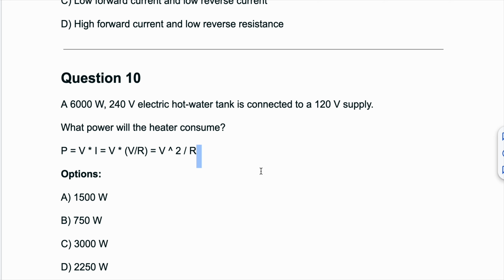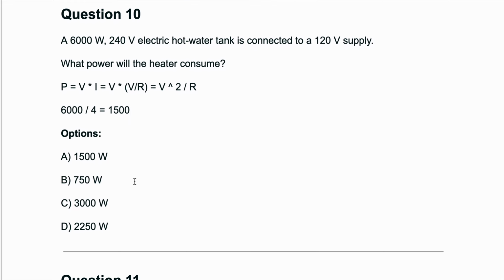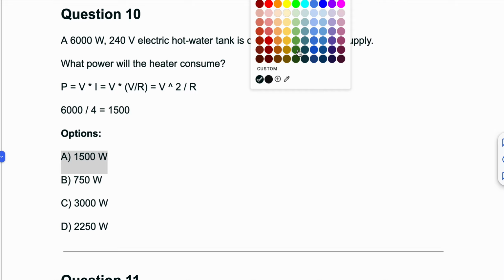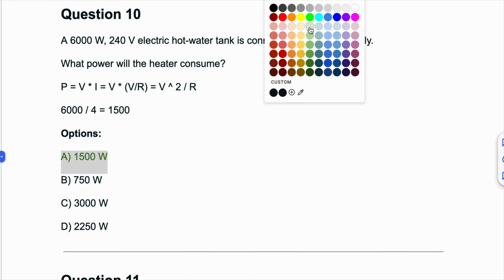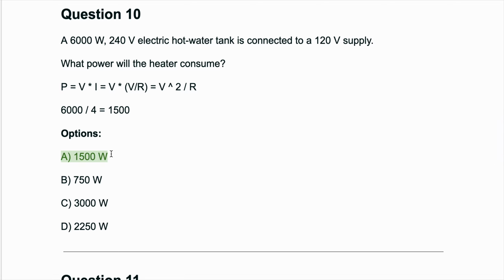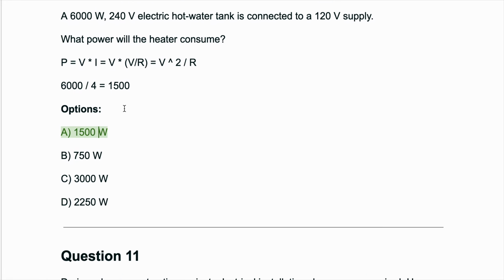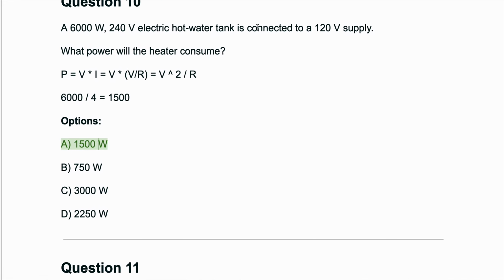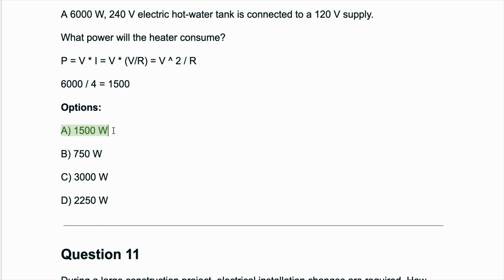So 6000 divided by 4 is equal to 1500. So this is the answer. Because of that, I'm telling you it's not working. It's just a question, but in the real world we can use a device at 120 volts when the real rating of the device is 240 volts, and it cannot warm up the water.